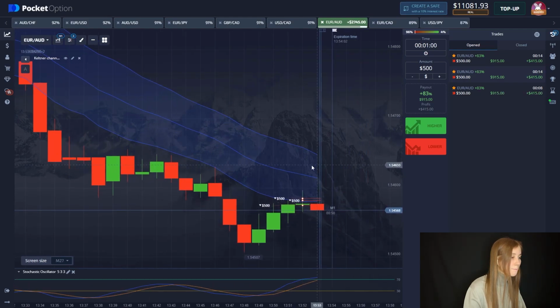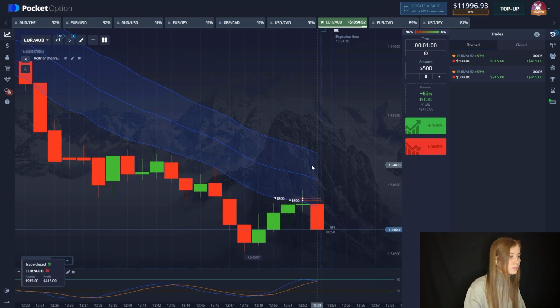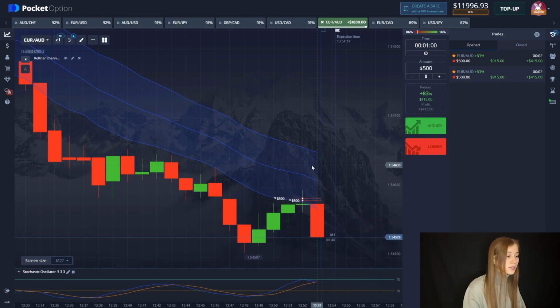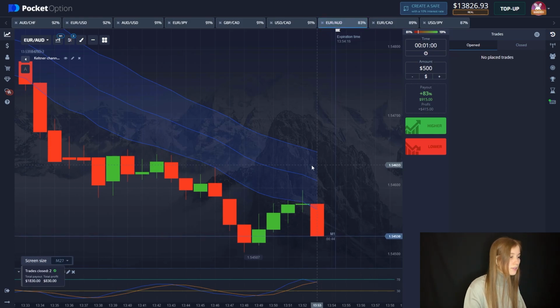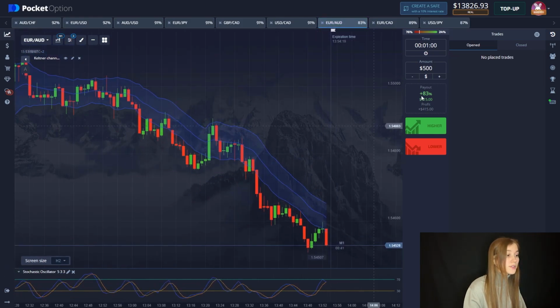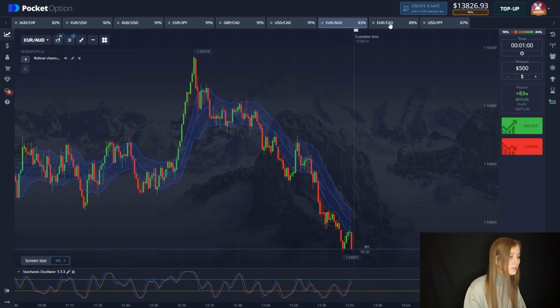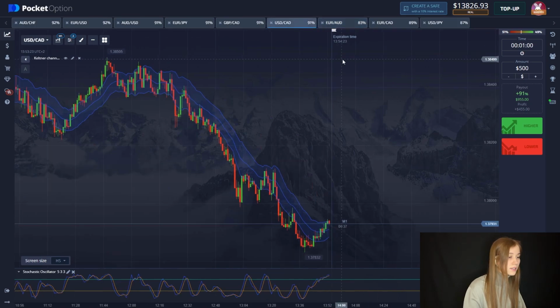So the first goes into plus, and the second 2 deals also go into plus. There are already almost 14,000, so good results. Let's not stop and choose the next one.